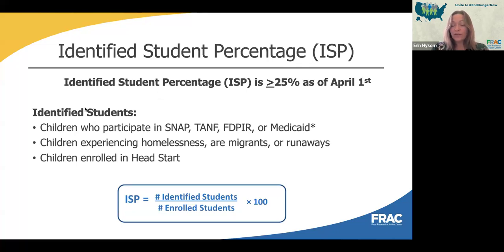In order to calculate your identified student percentage, it's a simple division and multiplication. You take your total number of identified students, you divide it by your total enrollment, and you multiply by 100. If that percentage is equal to or above 25%, you can participate in CEP.